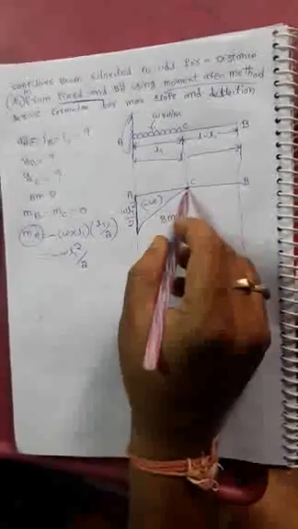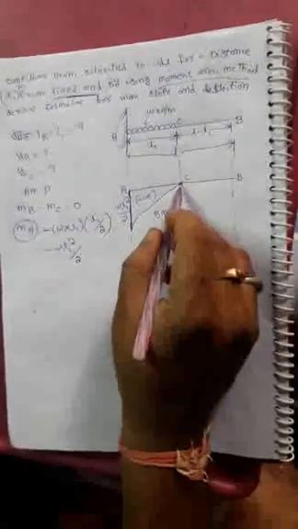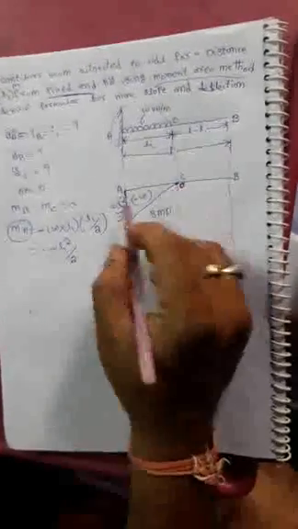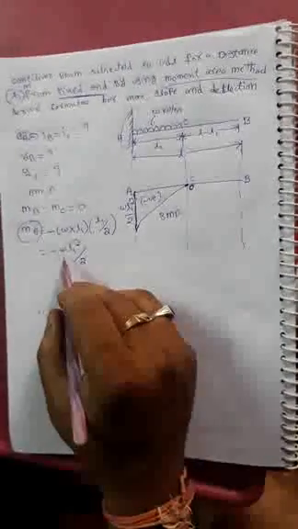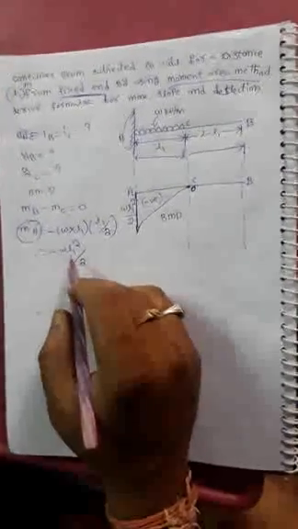So finally we simplify these equations, and we get WL1 squared by 2. So the moment at A is equal to WL1 squared by 2. From C to A, the moment at C is equal to 0, and at A it has its maximum value, which is WL1 squared by 2. W is the load and L1 is the distance from A to C.